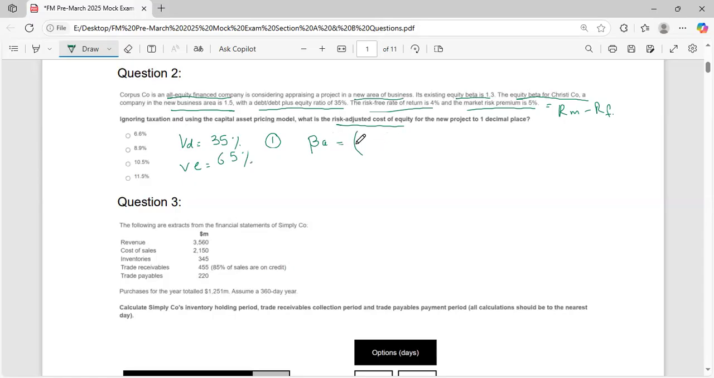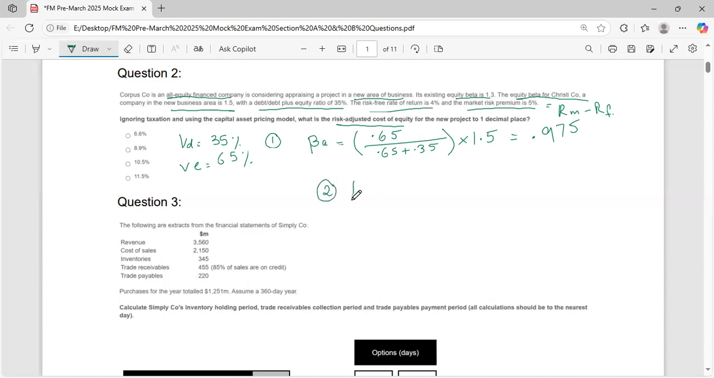So beta asset is equal to proportion of equity, which is 0.65, divided by proportion of equity plus proportion of debt into 1 minus tax, but taxation is not given here, multiplied by beta equity of the competitor. So we will solve this. 0.65 divided by 1 multiplied by 1.5. So we have 0.975.